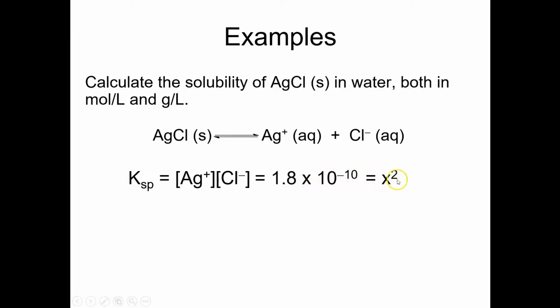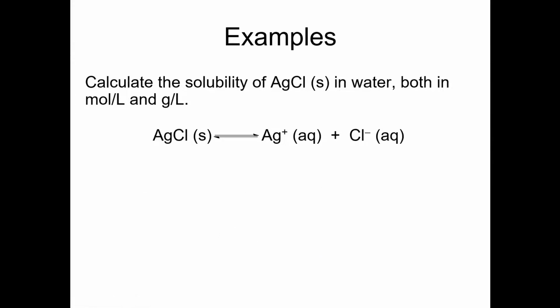1.8 times 10 to the minus 10 is equal to X squared. And therefore, X is equal to the square root of Ksp, or 1.3 times 10 to the minus fifth molar. So that would be the solubility of silver chloride in terms of moles per liter. 1.3 times 10 to the minus fifth molar is a saturated solution at 25 degrees Celsius.